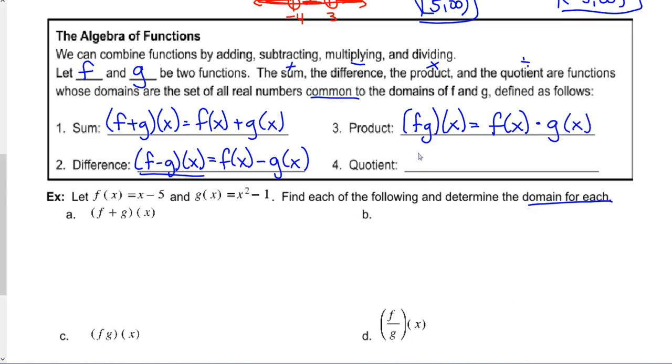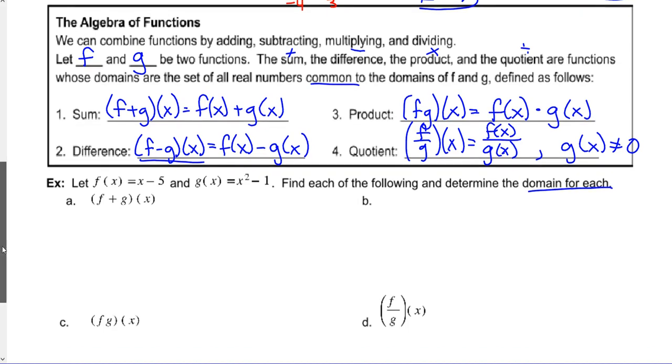And then our last one with our quotient, if I take f over g of x, then that's the same as taking f of x and dividing it by g of x. Now here, this has a condition where g of x is not equal to 0. Because why? If it was equal to 0, that denominator would be 0, and that is not good. That's bad. Okay? Alright, so here we're given two functions, f and g.